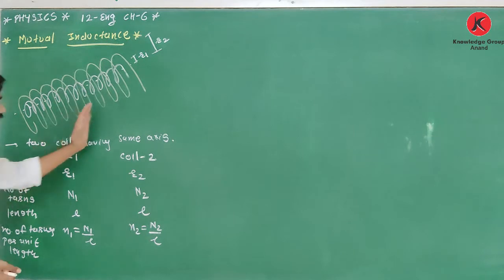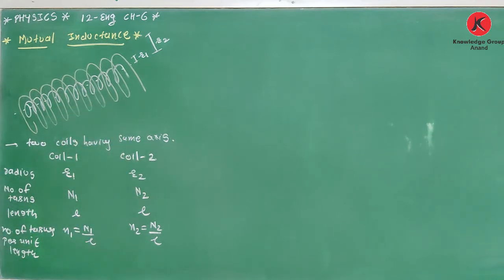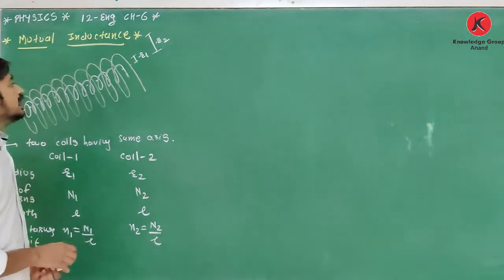So first of all, it is data. Clear about this? Then what is R1, R2, N1, N2, L, N1 and N2. Clear about this? Now we have to find what is mutual inductance.